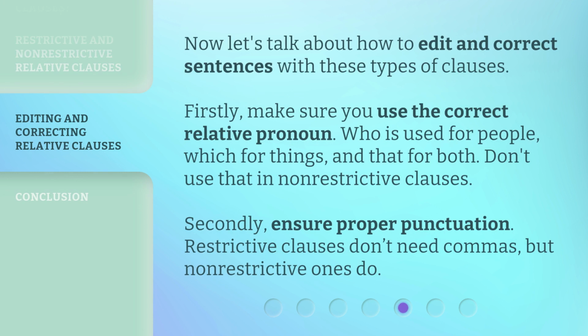Now let's talk about how to edit and correct sentences with these types of clauses. Firstly, make sure you use the correct relative pronoun. Who is used for people, which for things, and that for both. Don't use that in non-restrictive clauses. Secondly, ensure proper punctuation. Restrictive clauses don't need commas, but non-restrictive ones do.